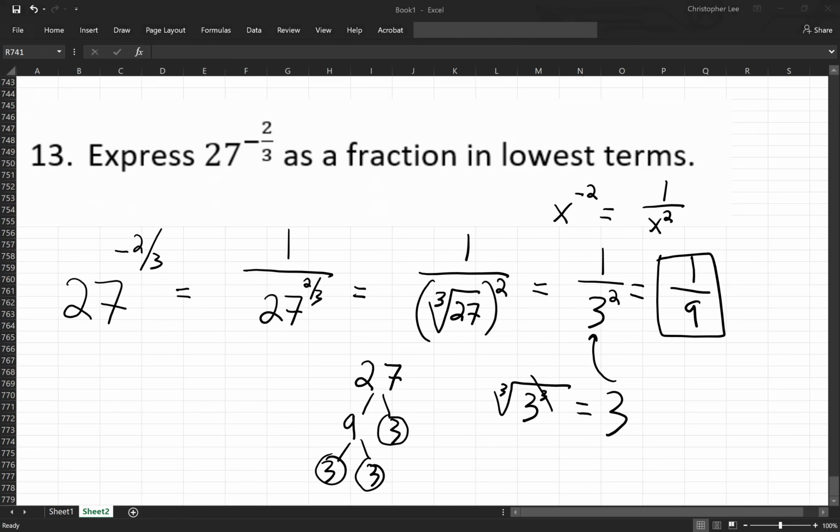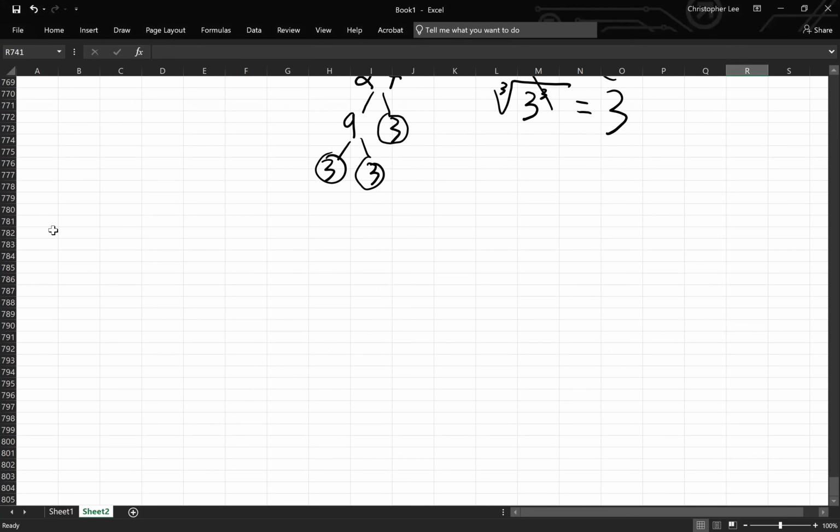All right, this next one right here is probably the most difficult question on your test. I'm going to be honest with you on that. This is probably the hardest question on the whole test.